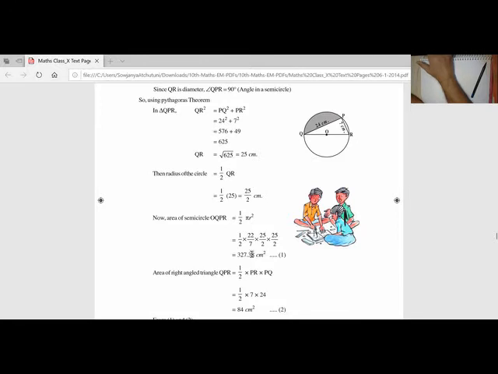In the figure, 327 is a wrong figure here; it comes to some other value. Let us calculate: 22 by 7 into 1 by 2, 25 by 2 into 25 by 2. I'm using a calculator: 22 divided by 7 into 25 into 25 divided by 8. The value is coming 245. So the 327 given here is a mistake. It is 245.